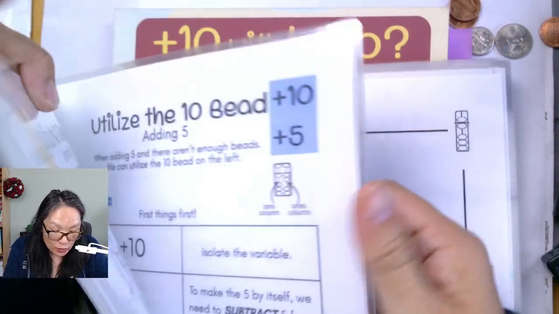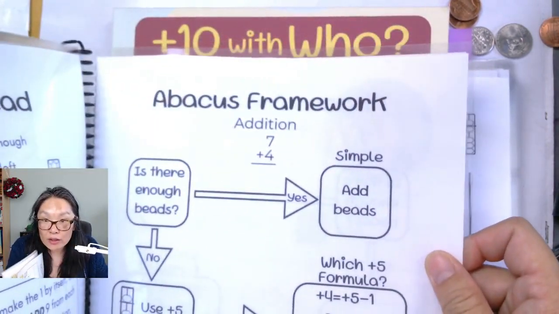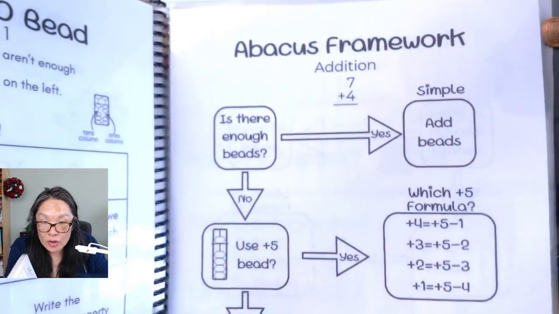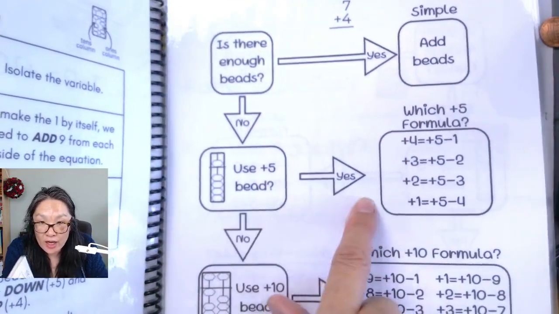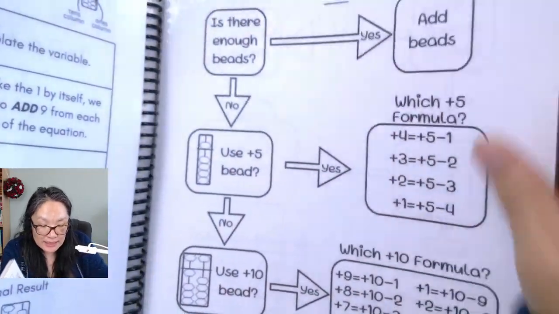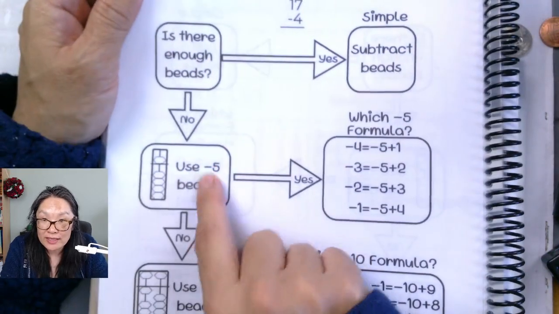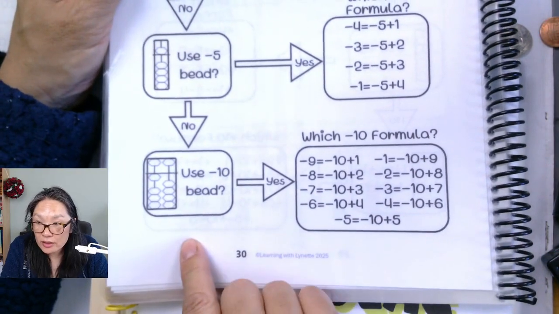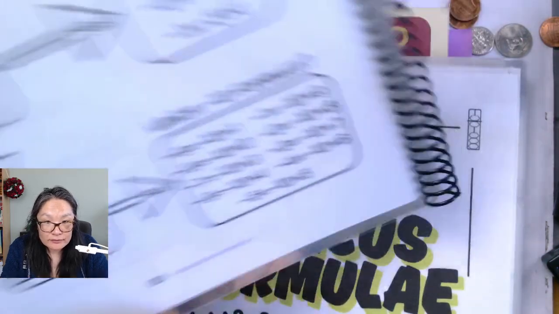And then out of it all, there is the framework. So the framework will tell you what you need to do. Every number goes through this framework. Is there enough to add the beads? No, then do the 5. If not, then do the 10, right? And it's the same thing with addition and subtraction. If you have enough to subtract, then do it. If you don't, then can you minus the 5? If not, you can minus the 10, right?